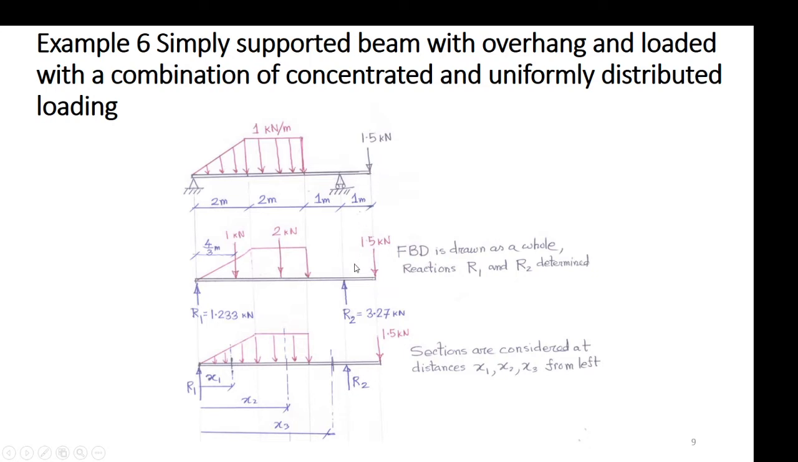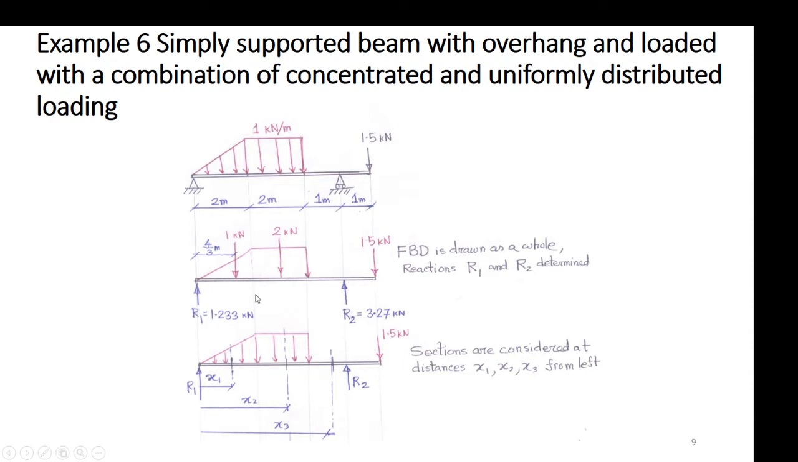You need to draw the bending moment and shear force diagram for this particular beam with these loading configurations. How to proceed? First of all, you should draw the free body diagram of this. I have not drawn that. I have extracted it from the textbook, and the reactions are 1.233 kilonewton on the left side, and R2 is 3.27 kilonewton here at the support where it is supported on a roller joint.